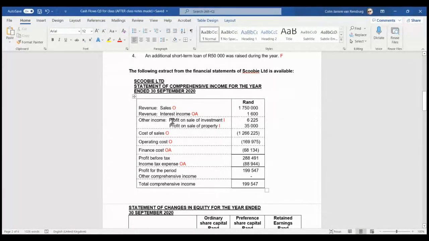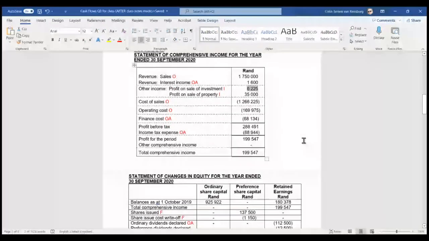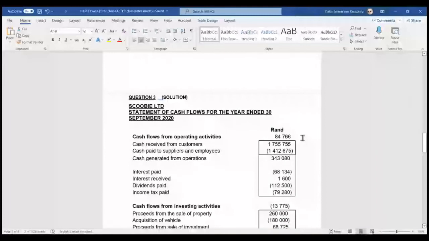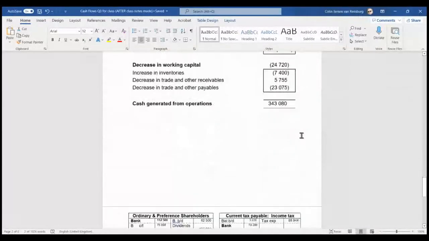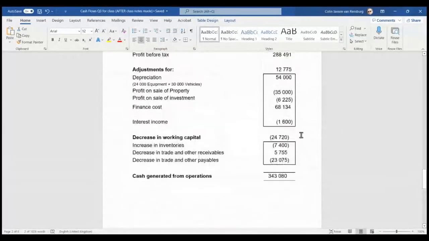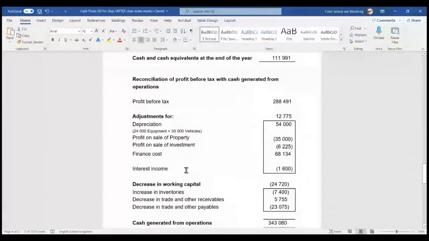So we've got the income, which is profit on sale of investment, 6,225 rands. We simply copy that figure over. We take it to our note. So let us go there. Oops, again, too far. So there we've got it. Profit on sale of investment, exactly the same description, exactly the same amount, 6,225 rands. So now our only question remains whether we should show it as a positive or a negative.